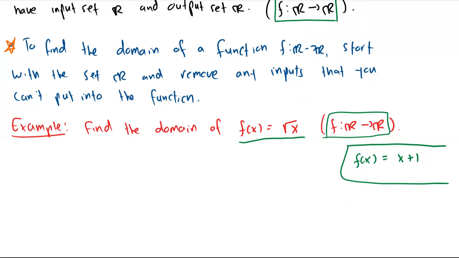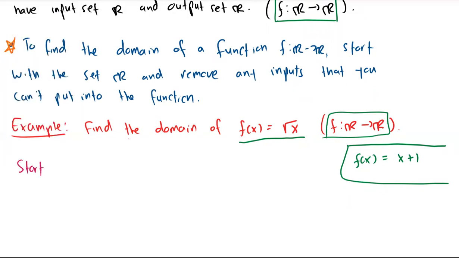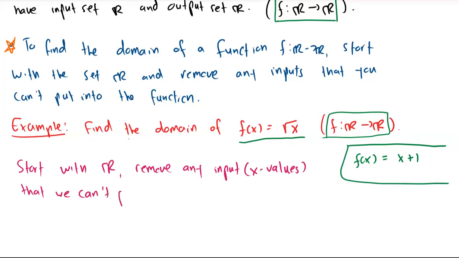Okay. So following the method that I wrote here, we're going to start with the set of real numbers. So let me draw it in purple. So start with the set of real numbers, and then we're going to remove any input. And remember that inputs for us are represented by x values. So remove any x values or inputs that we can't plug into the expression given for the function, so f of x. And of course, in this case, f of x is equal to the square root of x.